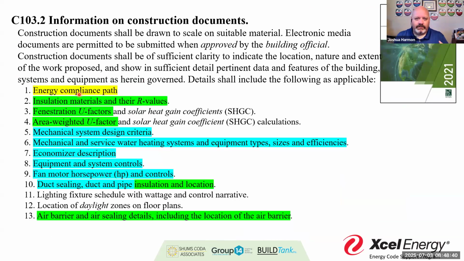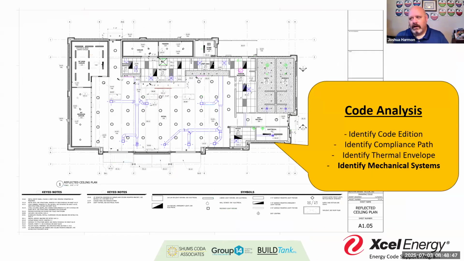So we've talked about everything in the yellow. We talked about things in the green. We've talked about mechanical systems. Mechanical systems obviously are a major component in what we look for. We're going to be doing, again, a series of classes talking about mechanical systems in greater detail for both inspection and plan review.